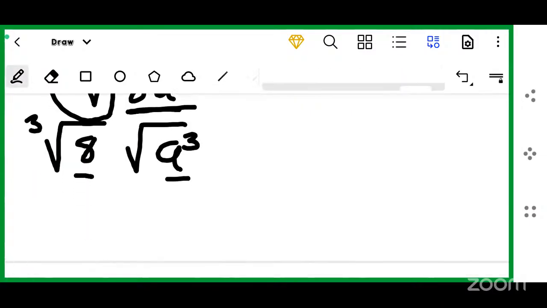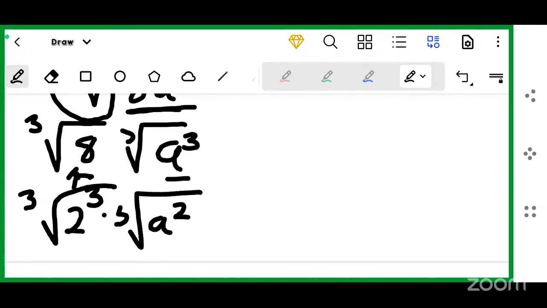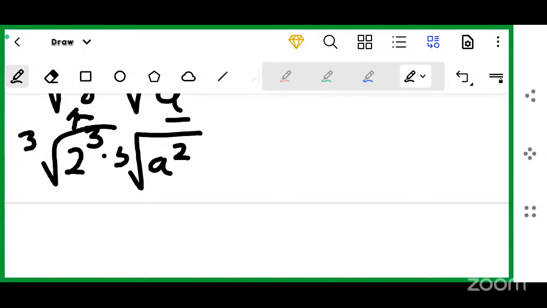So what you do is punch into the calculator; we know that 2 to the power of 3 can be written as 8 when we're dealing with exponents. So you have the cube root of 2 to the power of 3, and here is still a cube. Then you write the cube root of a to the power of 3. When you carry on, these can cancel.